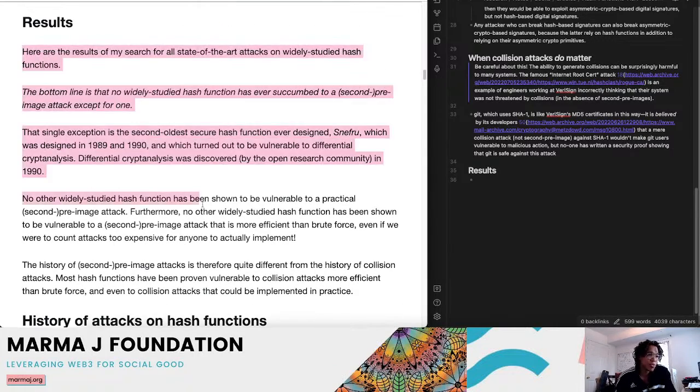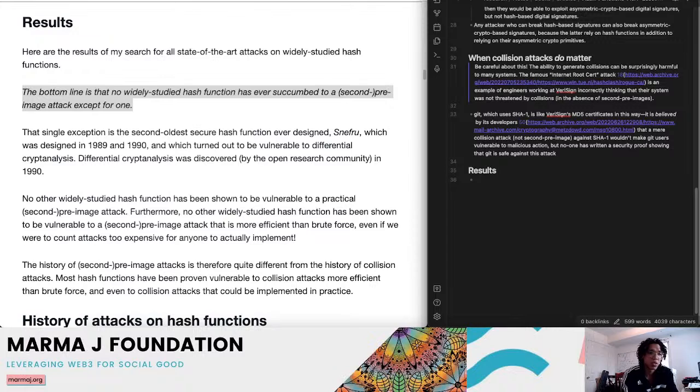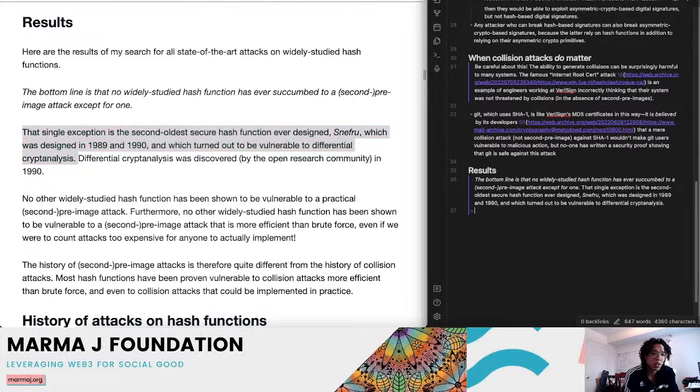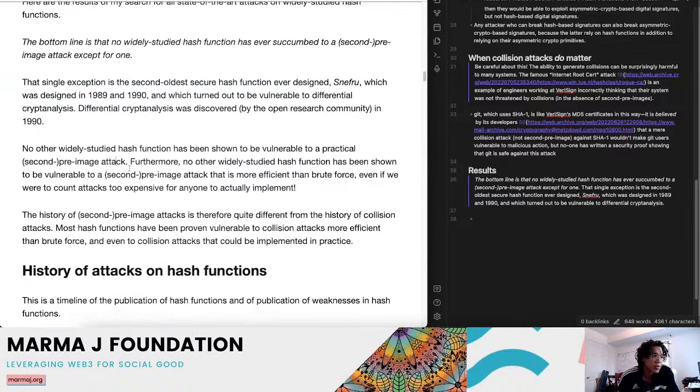So I'm just going to go through it actually, letting it read it. Here are the results of my search for all state-of-the-art attacks on widely studied hash functions. The bottom line is that no widely studied hash function has ever succumbed to a second pre-image attack except for one. That single exception is the second oldest secure hash function ever designed, SNEFRU, which was designed in 1989 and 1990, and which turned out to be vulnerable to differential cryptanalysis. Differential cryptanalysis was discovered by the open research community in 1990. No other widely studied hash function has been shown to be vulnerable to a practical second pre-image attack. Furthermore, no other widely studied hash function has been shown to be vulnerable to a second pre-image attack that is more efficient than brute force, even if we were to count attacks too expensive for anyone to actually implement.